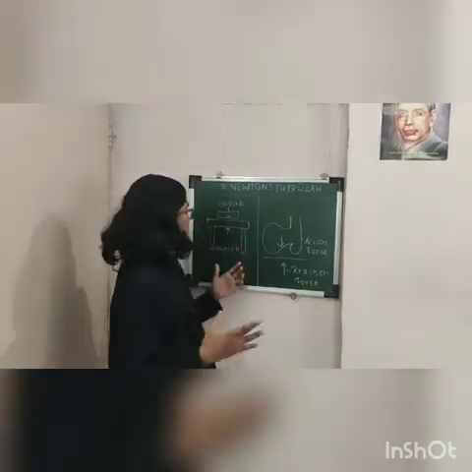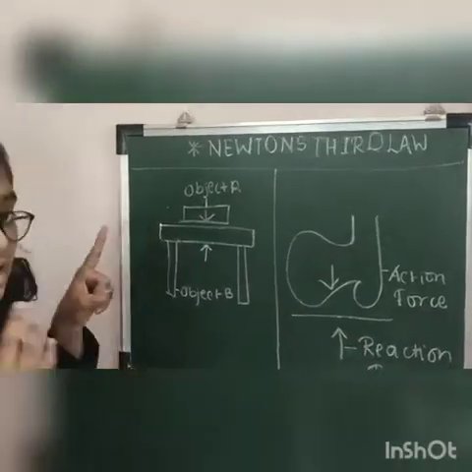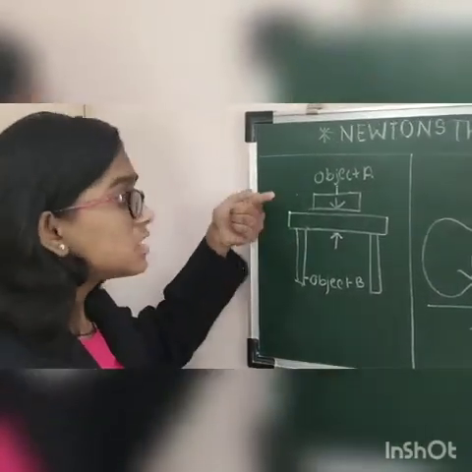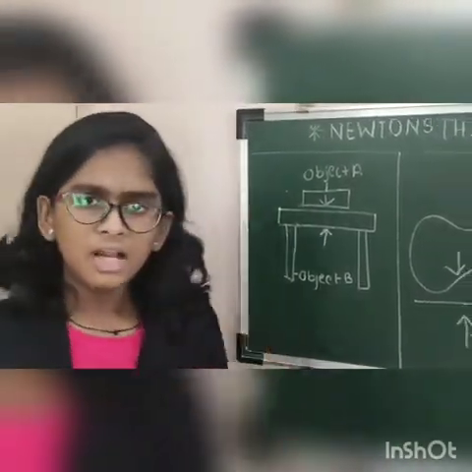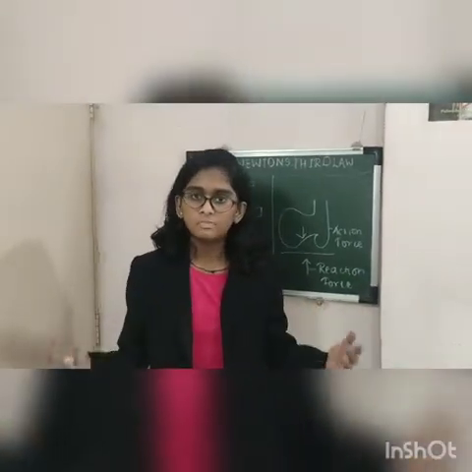In other words, we can say that if object A exerts force on object B, then object B exerts equal and opposite force to object A. Here are some daily life examples of Newton's third law of motion.